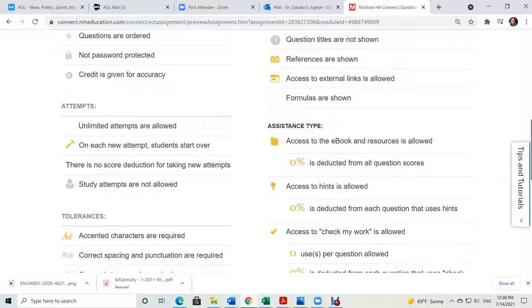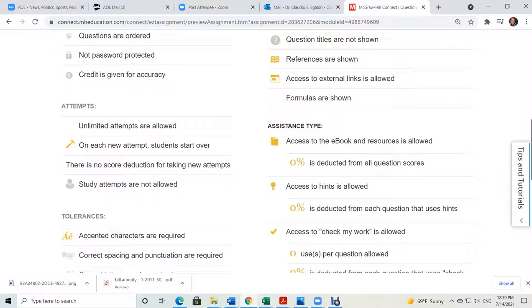Homework. Attempts. Unlimited attempts allowed. On each attempt, the second one is not convenient because every time that you start a new attempt, you have to do everything all over again. On each attempt, start over.